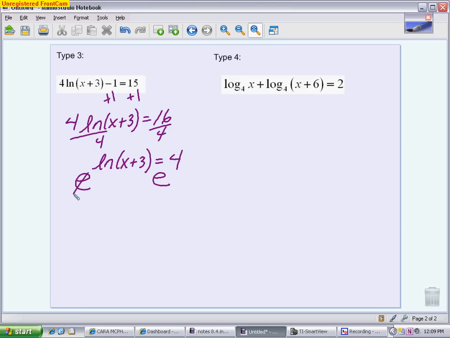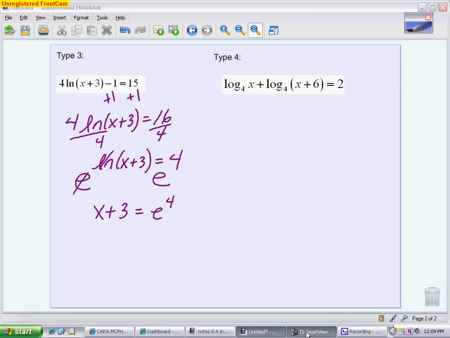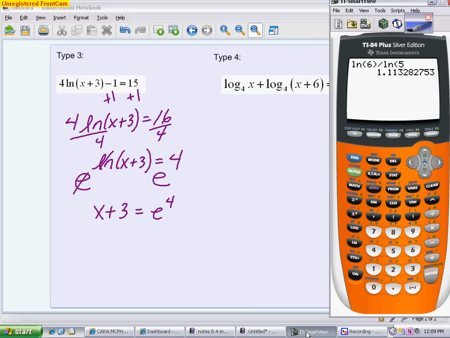The e and the natural log will cancel, so you're left with the x plus 3. And on this side, you have e to the 4th. If you want a decimal approximation for that, you can go to your calculator, hit second and the ln button, and we take e to the 4th. If you want to just leave it as e to the 4th, you can do that. That's called an exact answer. It's actually a little easier, and you don't have to worry about rounding.